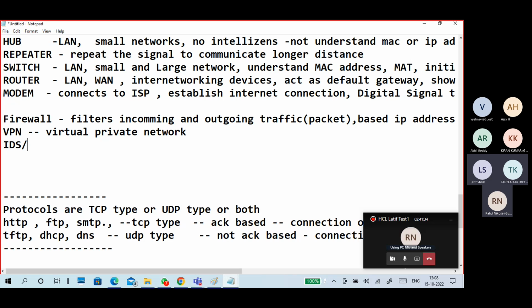IDS, IPS: Intrusion Detection System, Intrusion Prevention System. Intrusion means that even if you have a firewall, there is a possibility of attacks. Someone is trying to enter into your network. They cross your firewall, find a certain loophole, and enter into your network, or deliver a packet in your network. You have to detect that an intruder has come.